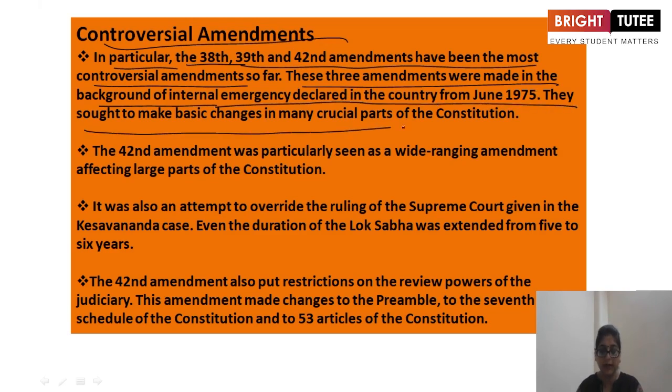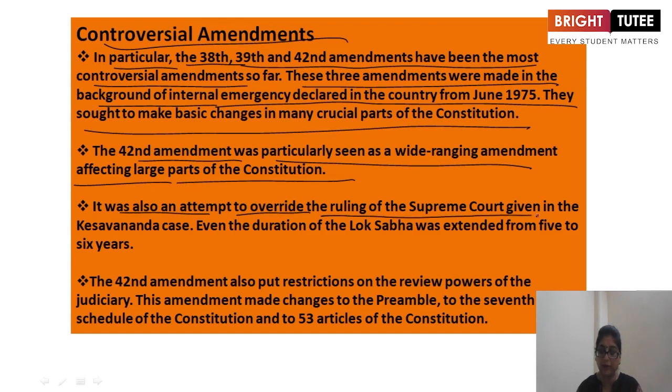They sought to make basic changes in many crucial parts of the constitution. The 42nd amendment was particularly seen as a wide-ranging amendment affecting large parts of the constitution. It was also an attempt to override the ruling of the Supreme Court given in the Keshavananda case. Even the duration of Lok Sabha was extended from 5 to 6 years. And the 42nd amendment also put restrictions on the review powers of the judiciary.